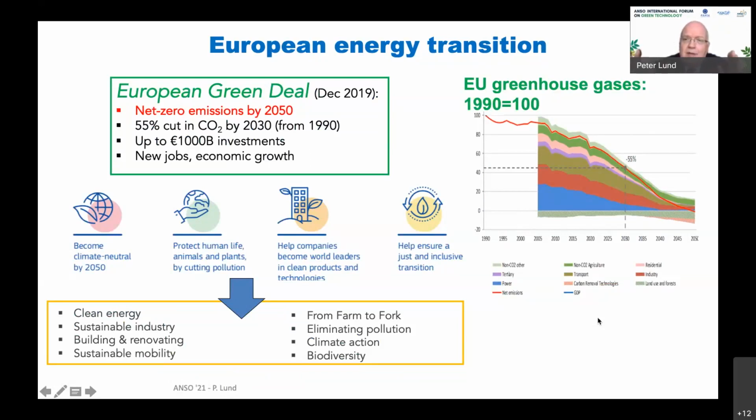Now, the whole frame of carbon neutrality in Europe is policy-wise embedded in the European Green Deal, which has as a first milestone by 2030 to reduce the emissions by 55% from 1990, and then by 2050 we would be around a 10-15% emission level, and the rest would be compensated by sinks.